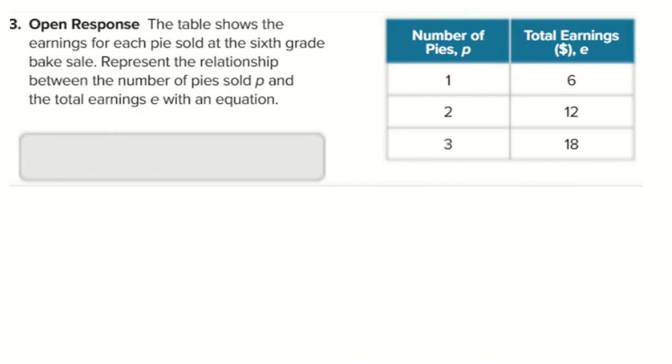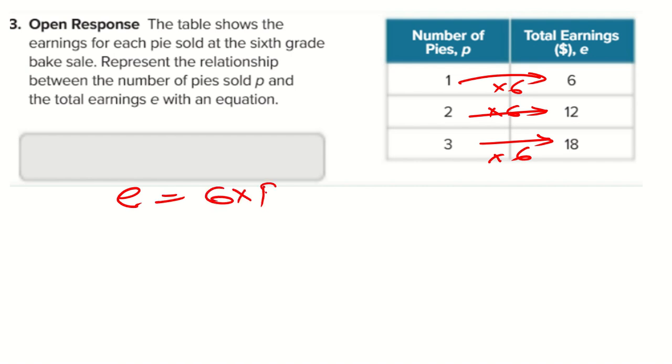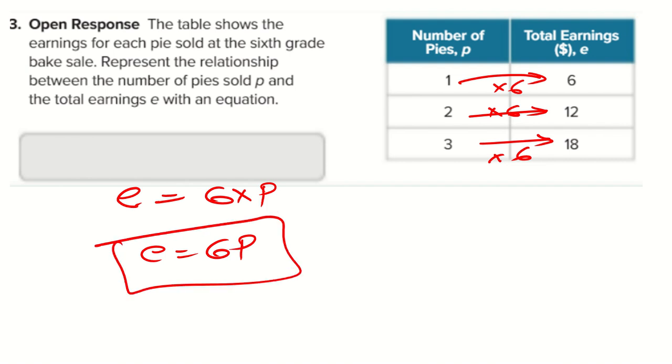Now, this is the open response again. The table shows the earning for each pie sold at the 6th grade bake sale. Represent the relationship between the number of pies sold P. See, you can see, multiply by 6, multiply by 6, multiply by 6. Yes. So, E is equal to 6 times P, means E is equal to 6P is the answer. Okay.